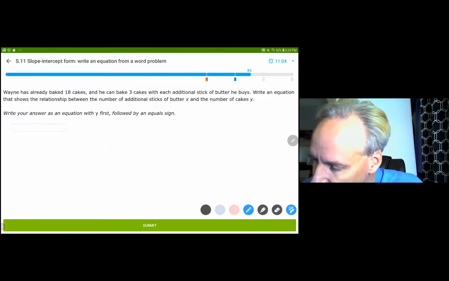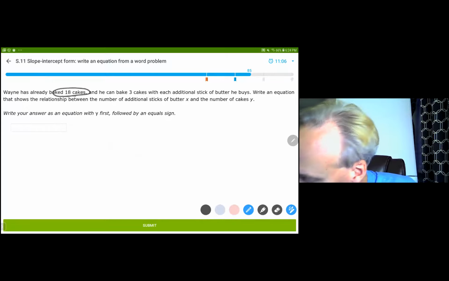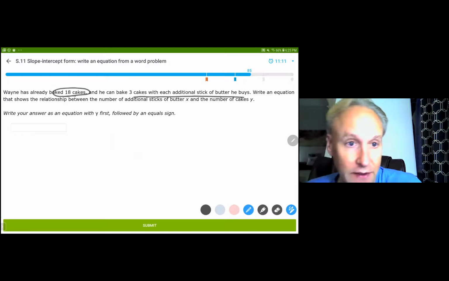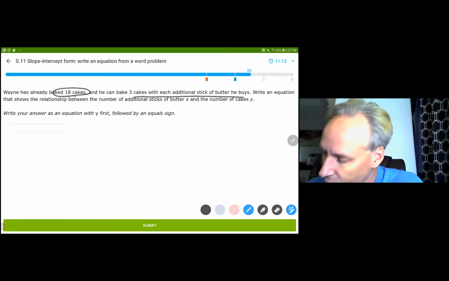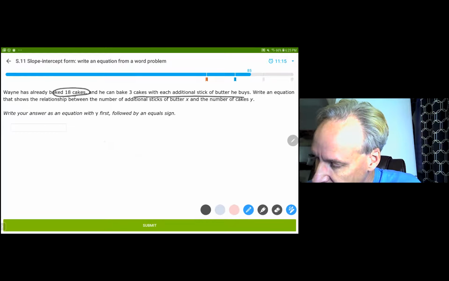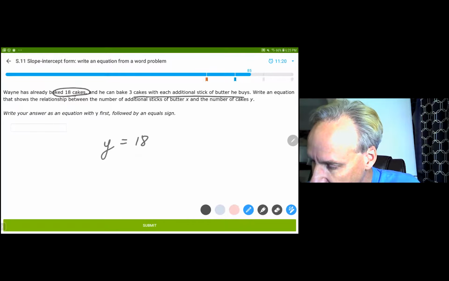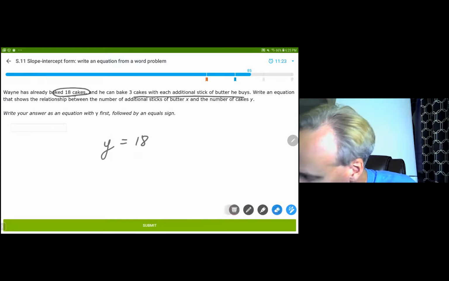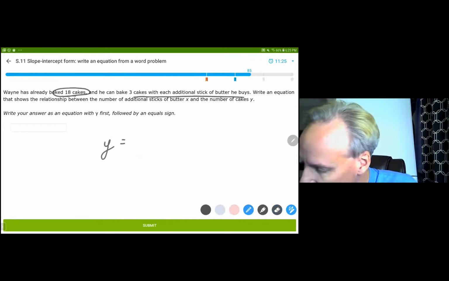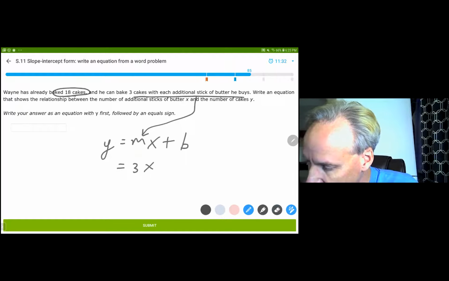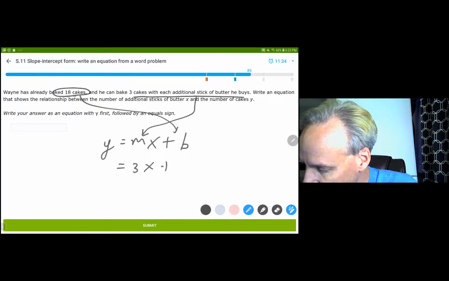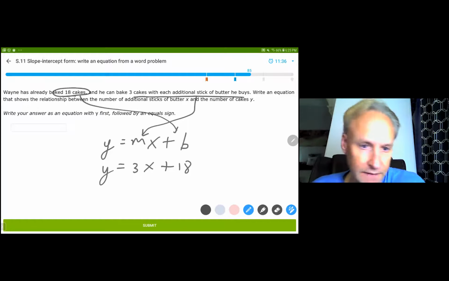Okay, we have 18 cakes already, and he can bake 3 cakes with each additional stick of butter. Wow. So let me write it this way. mx plus b. Here's the rate. That's the 3. And there's the b, the 18. Again, you could have written it the other way. It doesn't matter.